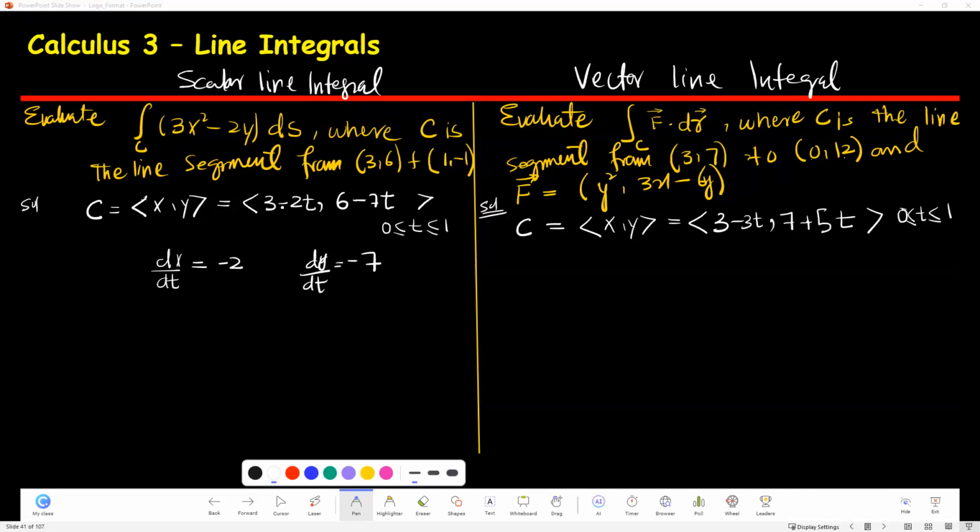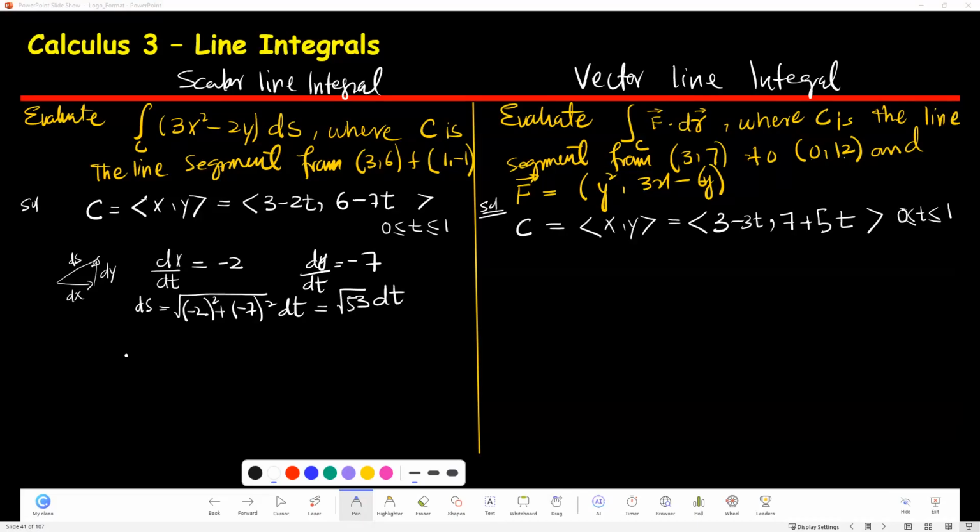I just take the derivative of this and take the derivative of that. Okay, and I'm going to say this is my dx, this is my dy, so this is my ds, right? So ds equals the square root of 2 minus 2 squared plus minus 7 squared dt. It's common coming out, and if I solve this, it's going to be minus 53 dt. So ds equals square root of 53 dt.